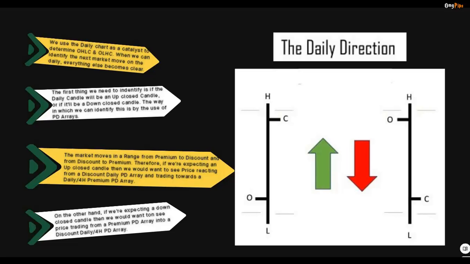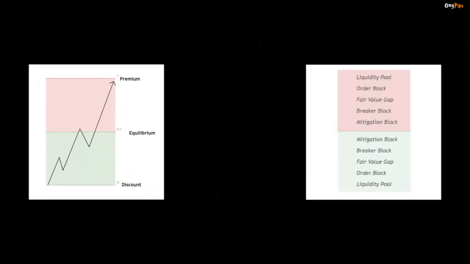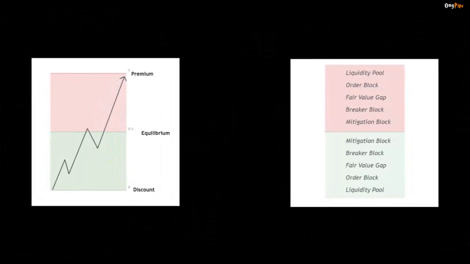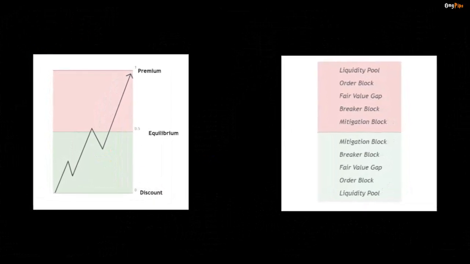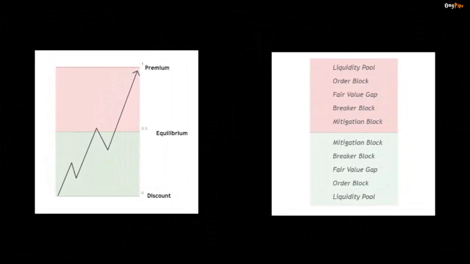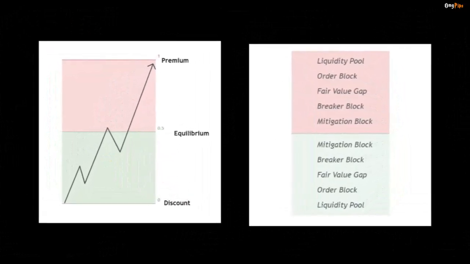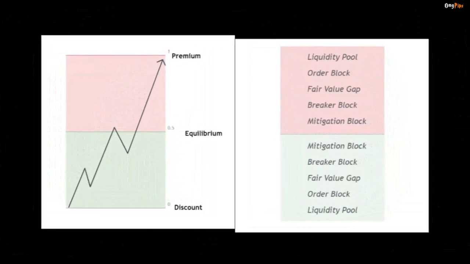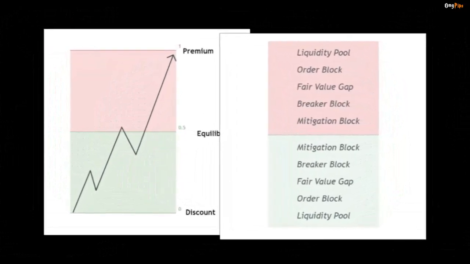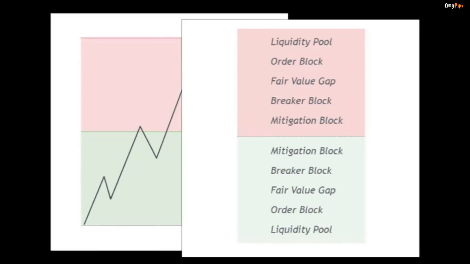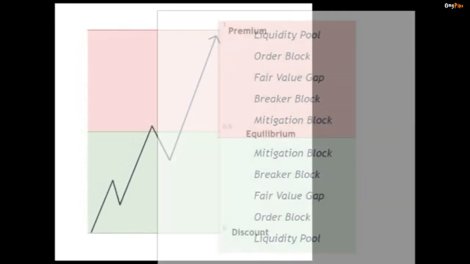What does this mean? If we are expecting price to be bullish on a given day, then we would want to see price reacting from a discount PD array into a premium PD array. And these PD arrays could be on the daily time frame or on the 4-hour time frame.